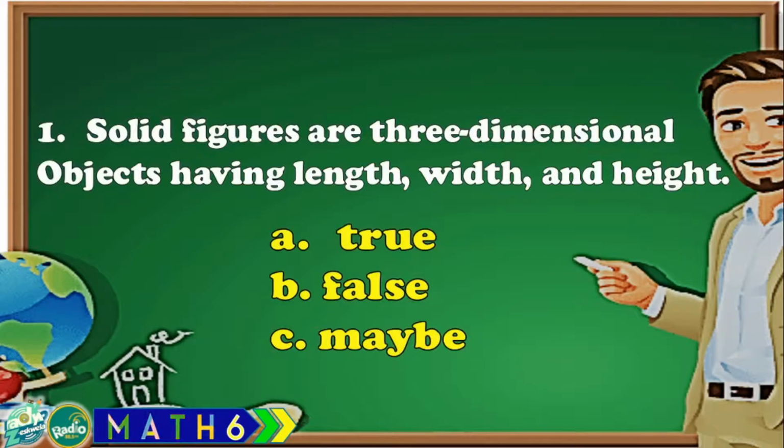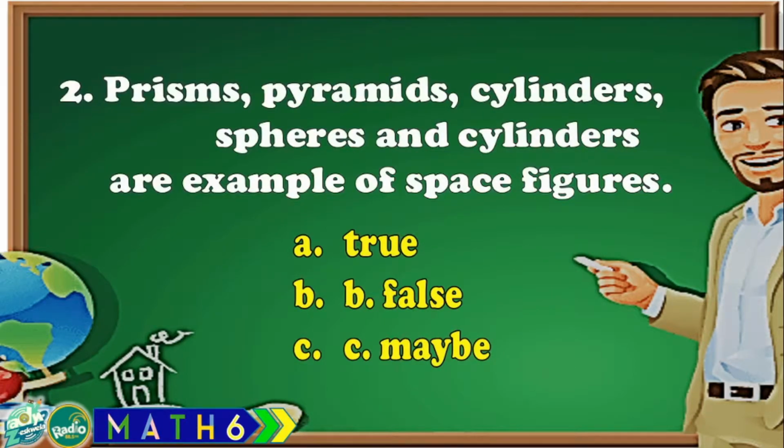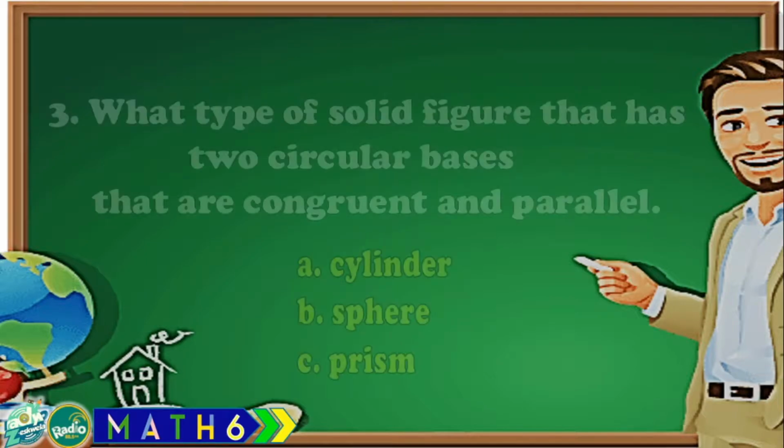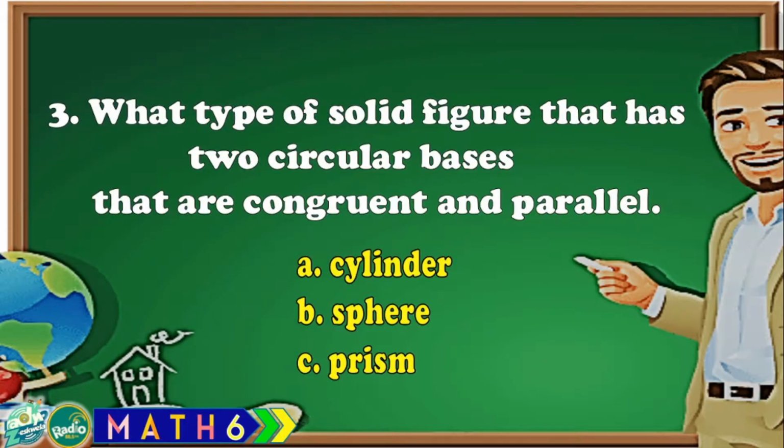For item number 1, solid figures are three-dimensional objects having length, width, and height. What do you think is the answer? If your answer is letter A, well, you are correct. For item number 2, prisms, pyramids, cylinders, spheres are examples of space figures. What is your answer? If your answer is letter A, well, you are correct. And number 3, what type of solid figure has two circular bases that are congruent and parallel? Well, the answer is letter A, cylinder.